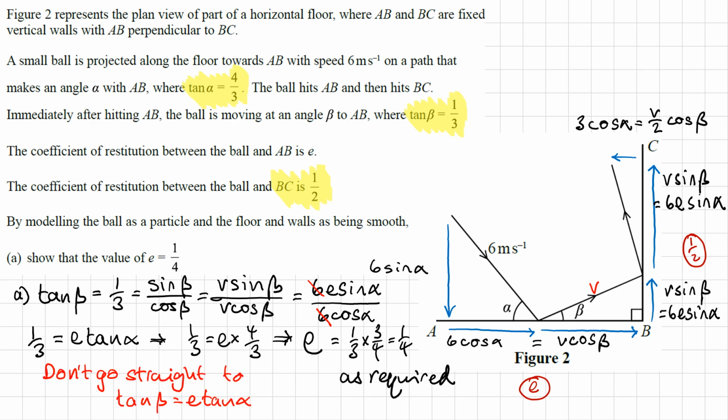So once again, don't go straight to tan beta is equal to E tan alpha, because you won't get the marks for the proof. You must start from the information that's here. Don't jump straight to this.